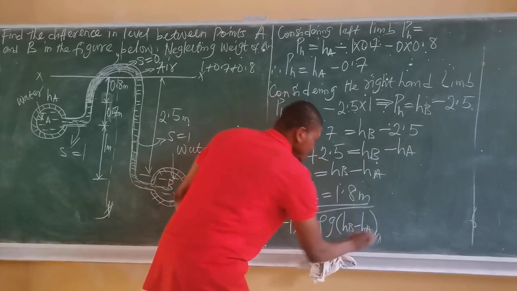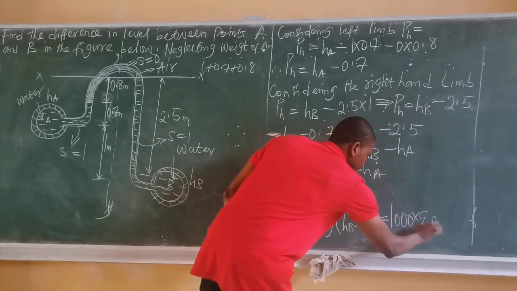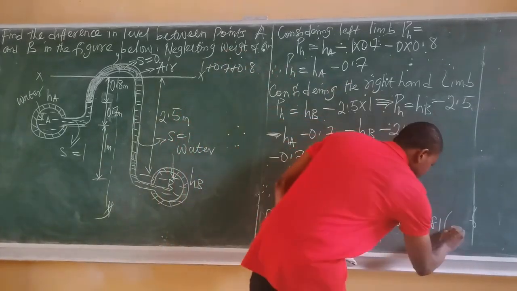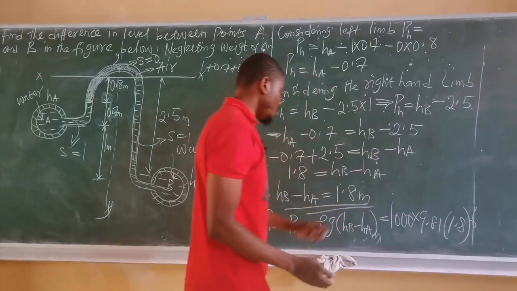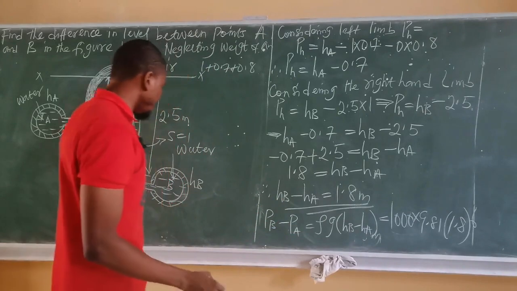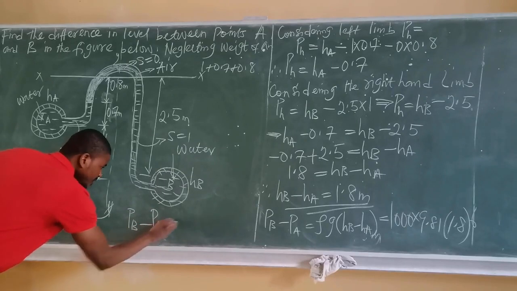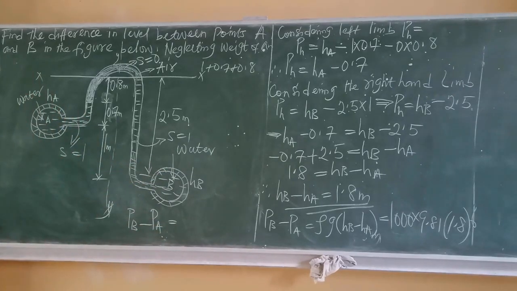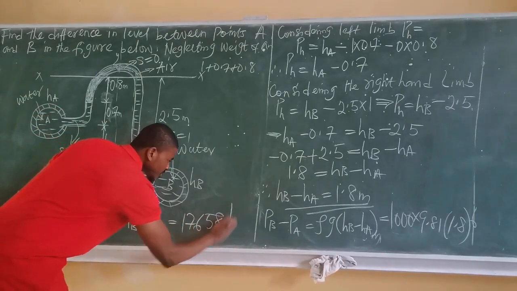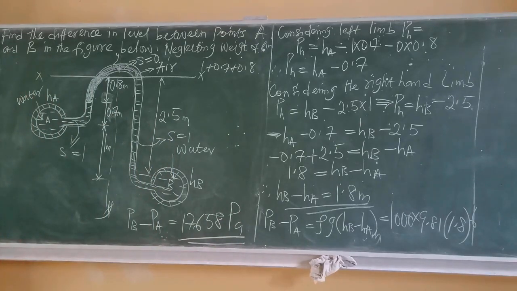It doesn't change. So this is now equal to density, which is 1000, gravity, 9.81, and then HB minus HA, which gave us 1.8. Multiplying all this through by 1.8, you're going to have the pressure head in terms of gauge pressure. If you do that, you obtain that PB minus PA is now equal to 17658 pascal. That becomes the answer in terms of gauge pressure.